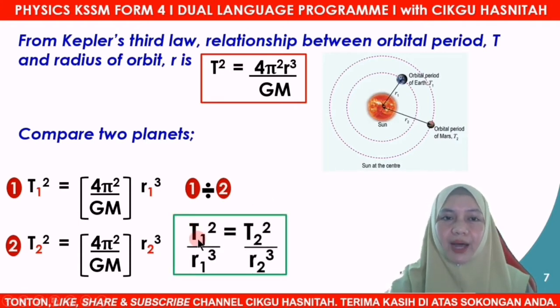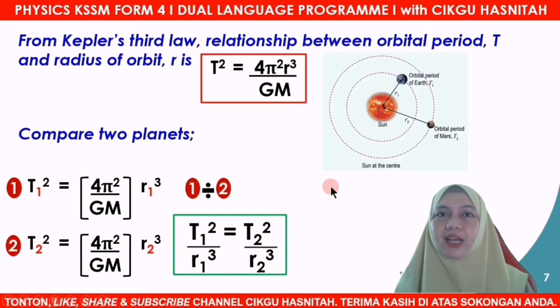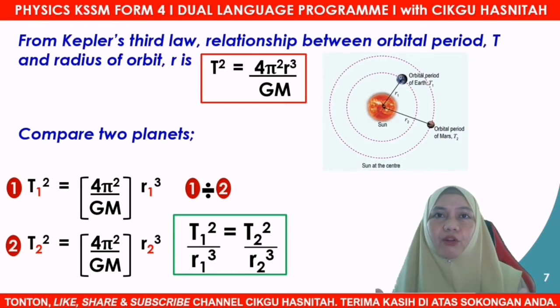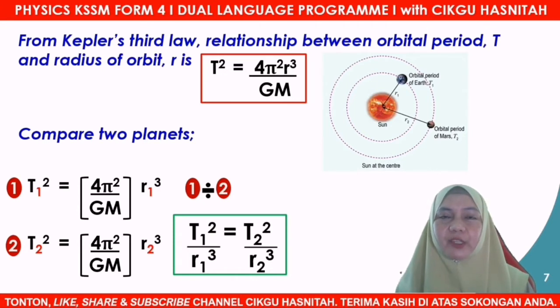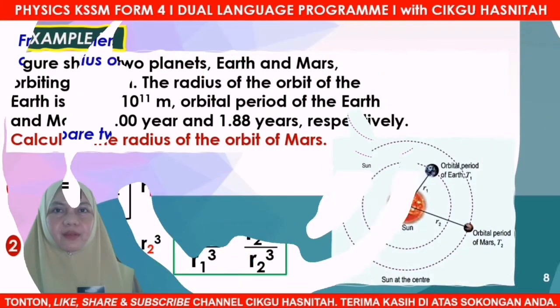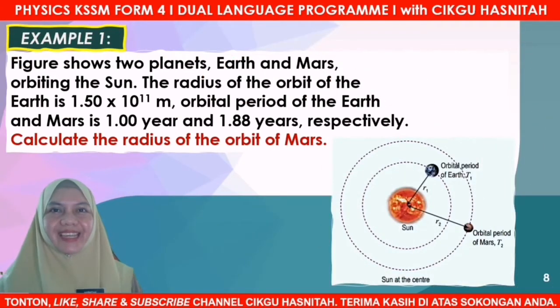Okay, where T1 squared divided by R1 cubed equals T2 squared divided by R2 cubed. So this is the formula you are going to apply whenever you solve a problem involving two planets orbiting the Sun, with their respective orbital period and orbital radius. Yes. So let us take a look at this example number 1.